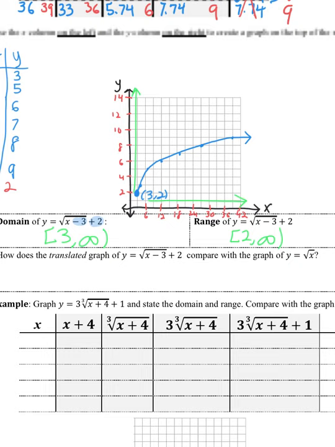It turns out that those are the exact same equations, it's just that one of them starts at 3 comma 2 and the other one starts at 0 comma 0. So the last question that I was asking on this sheet here was, how does the translated graph compare with the other function? It's the same graph, it's just moved to the right 3 units, and then it's moved up 2 units. That's how it compares. All right, so we're going to switch back here.